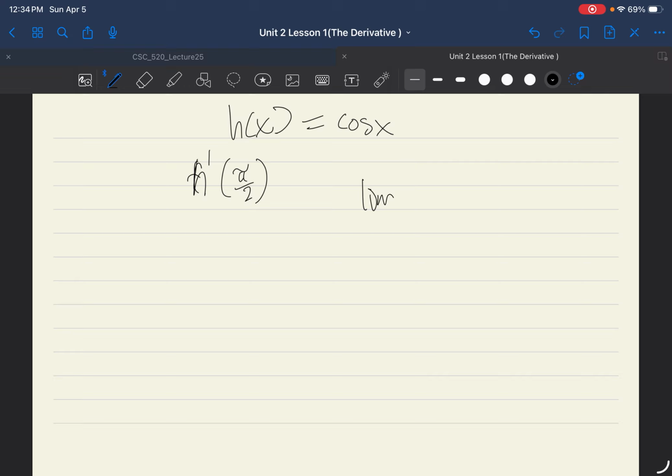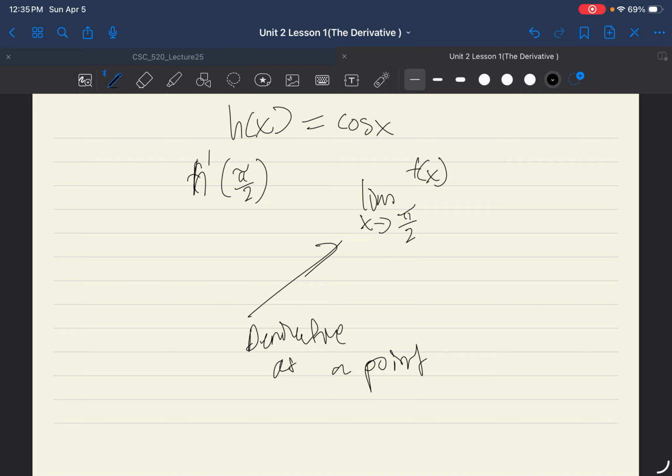So the first thing that we do is we set up our limit. The limit as x approaches, which one do we use? We use the derivative at a point. Remember that. Oh, by the way, you do need to know the definition of a derivative at a point. You already know f of a, so it's fine. So the limit as x approaches pi over 2 of cosine of x minus cosine of pi over 2, which is just 0, over x minus pi over 2.